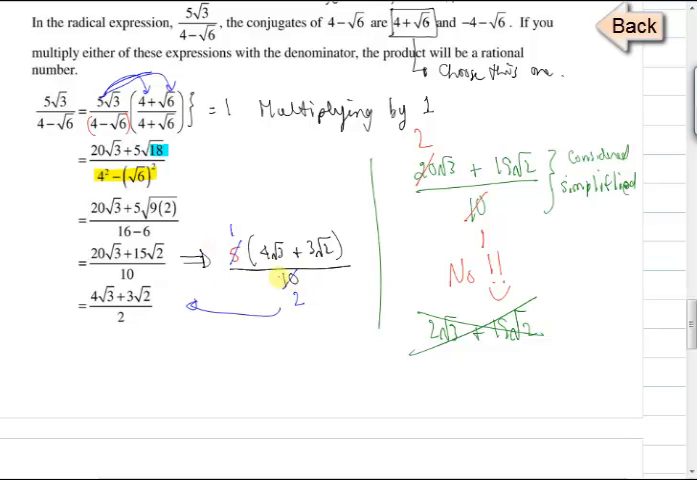Okay, so that concludes our discussion on rationalizing the denominator. In our next video, we will do the examples for dividing radicals.